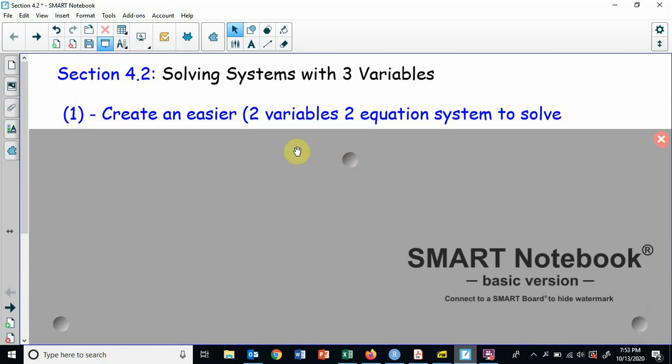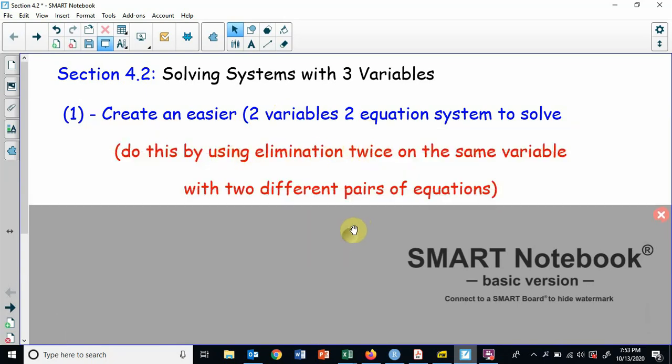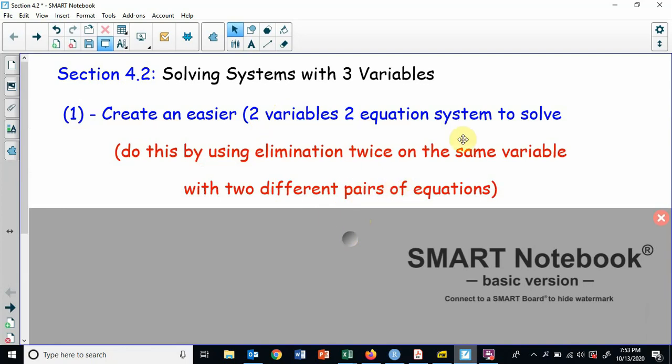The first thing we're going to do is create an easier problem with just 2 variables and 2 equations. Okay? And we're going to do this by using elimination twice on the same variable with 2 different pairs of equations. That's a lot of words. You'll see whenever I go to do an example what I mean by that.